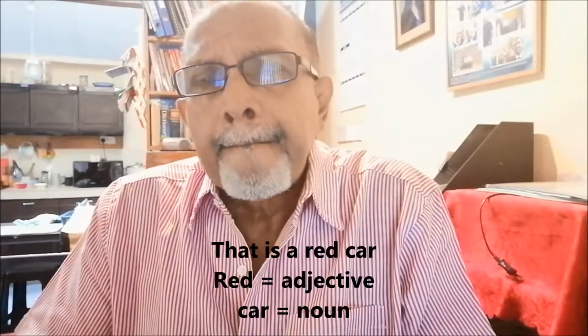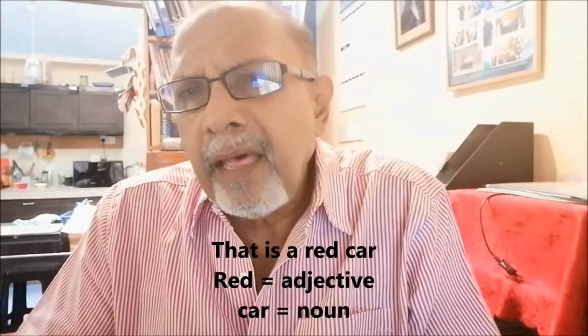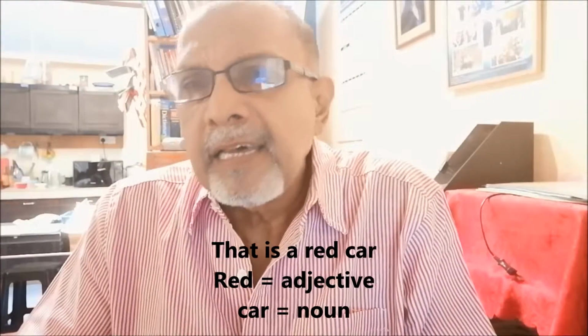Right. Then we move on to possessive pronouns. Now, what is a possessive pronoun? If I say, I would call this possessive adjectives. Not possessive pronouns, possessive adjectives. Now, if I say, that is a red car. What is red there? The word red, it's an adjective. It describes what the car is, or the color of the car.